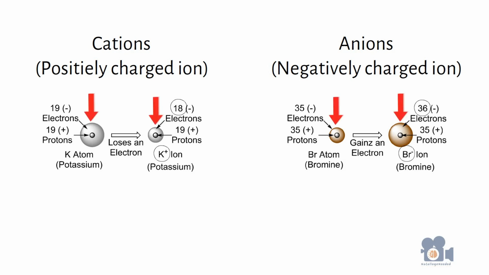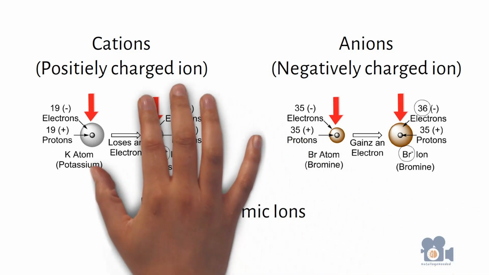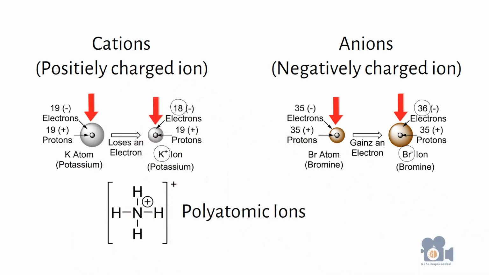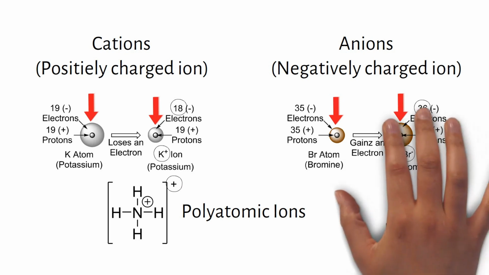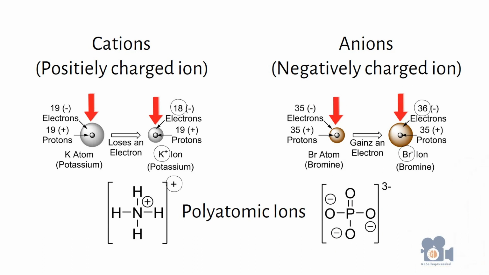It's important to notice that the size of the electron shell of an atom changes with the addition or subtraction of an electron. Ions can also form between multiple atoms, which we call polyatomic ions. Some examples of this are ammonium, NH4, with a 1+ charge made up of 1 nitrogen atom and 4 hydrogen atoms, and phosphate, PO4, with a 3- charge made up of 1 phosphorus atom and 4 oxygen atoms.